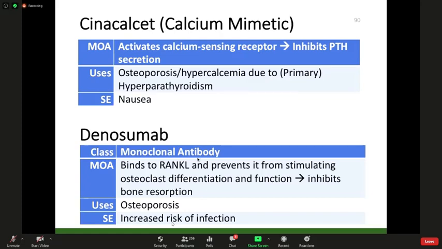Next, in terms of the non-hormonal therapies, we have denosumab. Denosumab is a monoclonal antibody which binds to the RANK ligand and therefore prevents it from stimulating osteoclast differentiation and function, and therefore inhibiting bone resorption. So if you think about denosumab, it's probably second line already. So after the bisphosphonates, denosumab and also teriparatide are already considered to be second line for the treatment of osteoporosis.